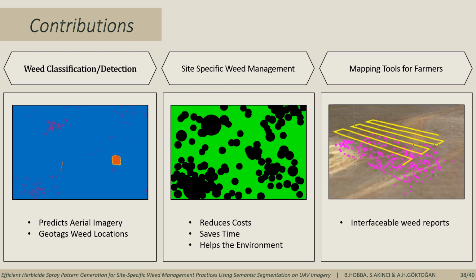This paper has successfully contributed a method to collect UAV aerial imagery and classify and detect the weeds present. Site-specific weed management was performed for the generation of herbicide maps. Geographic mapping of weeds provides useful tools for farmer interaction.